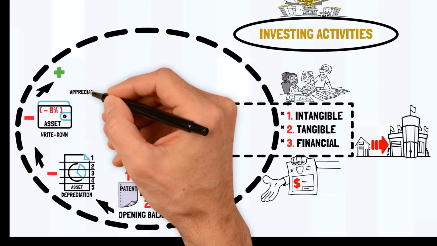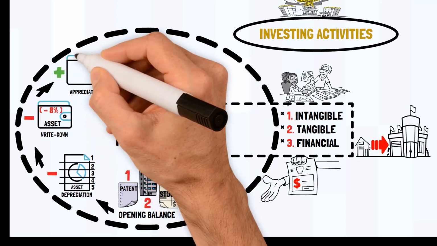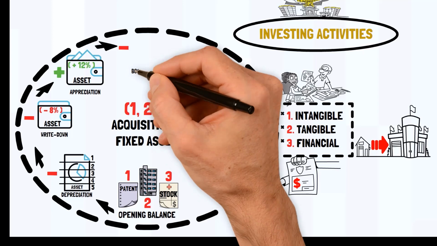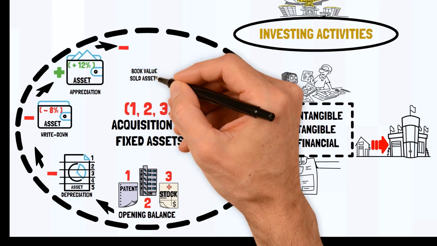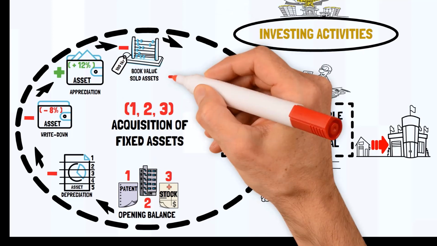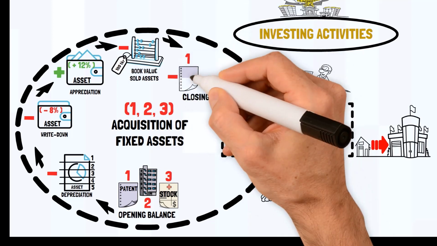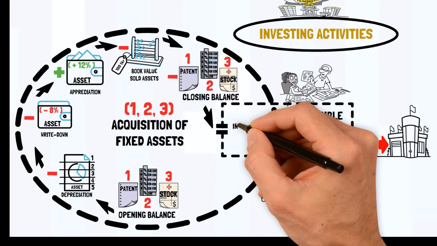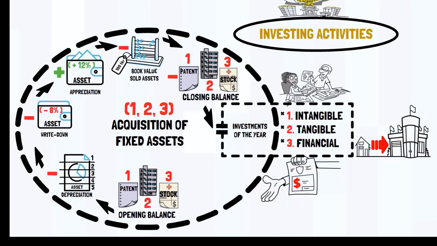Add potential appreciations, or increases in assets' value by revaluation, if such a revaluation has been made. Subtract the book value of assets that have been sold. Finally, subtract the closing balance for each fixed asset. What remains is the sum of the year's investment for each asset.